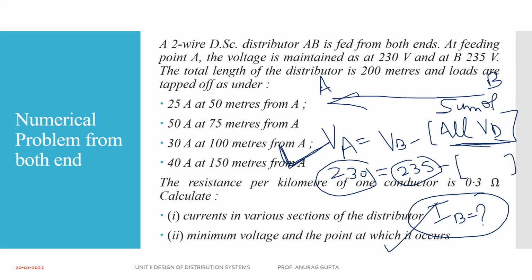Clear? Then give me the answer of IB. Nasro, if you are not giving any reply, I will not mark present to you. Keep in mind. Nasro, are you listening to me? So first of all, give me the value of IB. If you are able to find the value of IB, then we can find current in each section, and then we can find minimum voltage and the point at which it occurs.